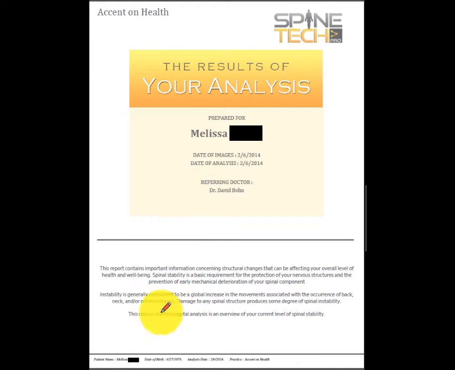That's what that is. So information that you get at the bottom of every report page: the patient's first and last name, their date of birth, the analysis date, and your practice name. So you'll see that you can put in your referring doctor, the date of the images, the date of the analysis, and this is the front page that prints out. Your information and address will appear up here. All right, so that being said, let's go down to the next page.